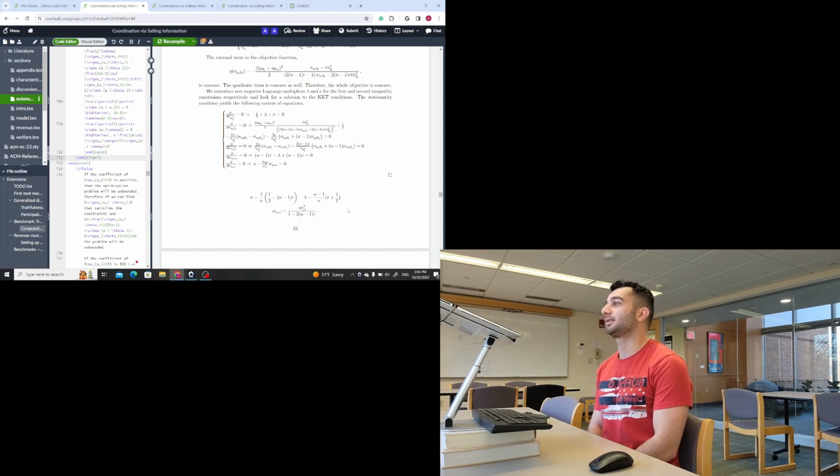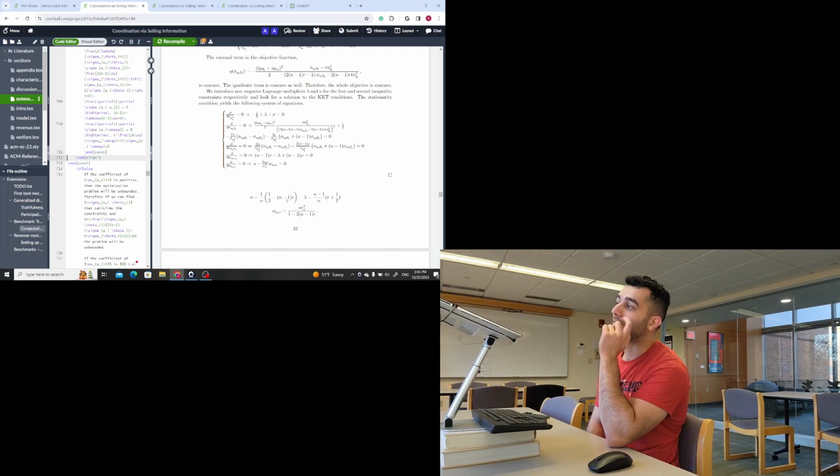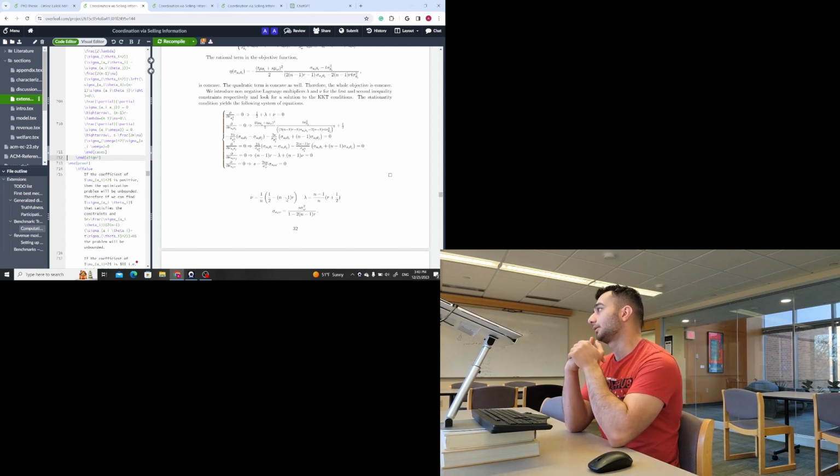The stationary condition yields the following system of equations. This is it. Okay, now I want to also mention that my nu and my lambda are positive. Therefore, when I state my corollary, we know that they're binding. The PST is binding. Sigma I omega, we have it. Sigma I theta j, we have it.